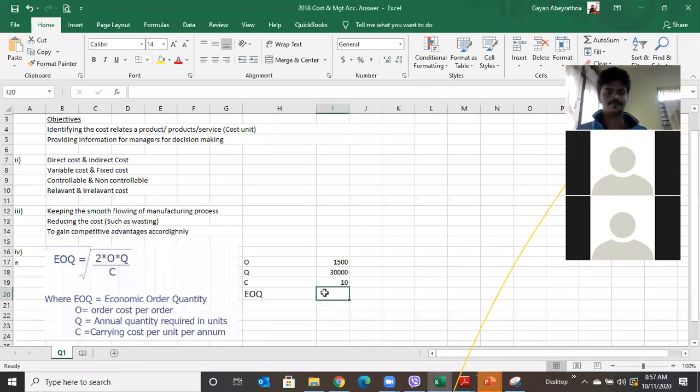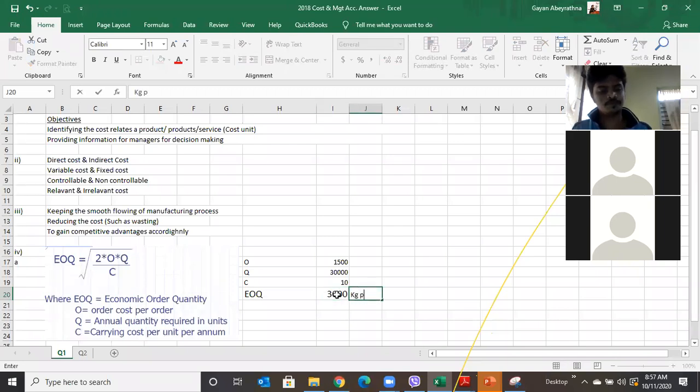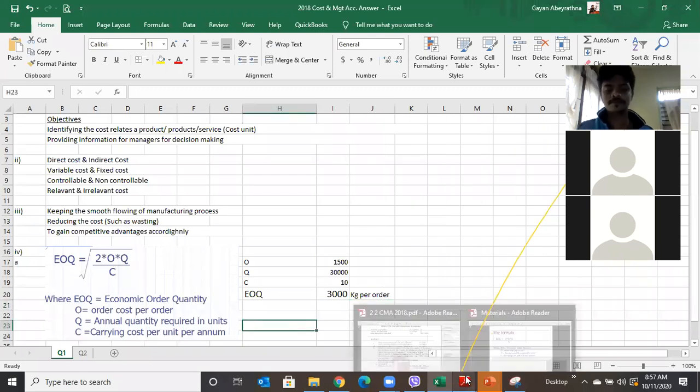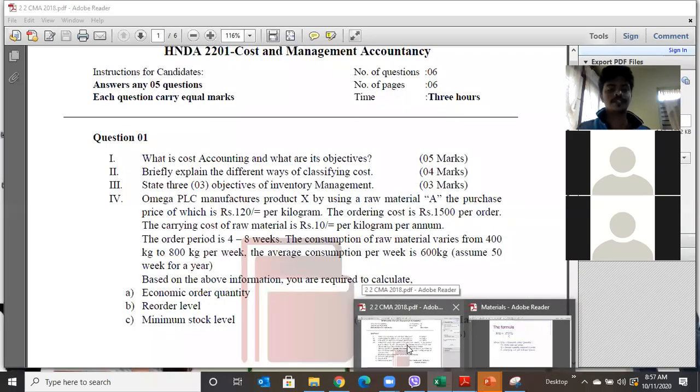Just assume that the answer is 3000 kilograms per order. 3000 kilograms should be in one order. So if you wrote this, your answer will earn marks.